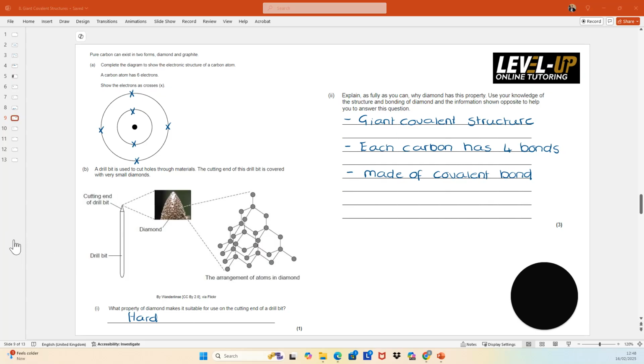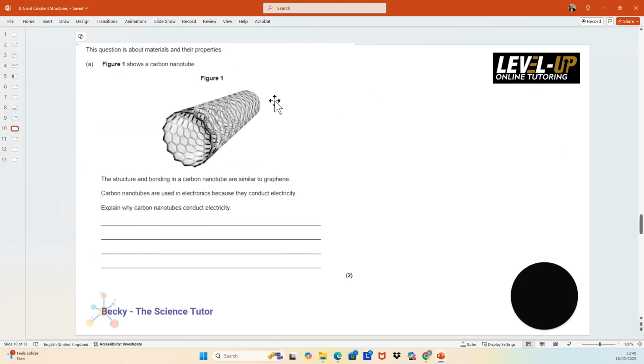Okay, so let's take it out of context then. So here we've got a nanotube, and it tells us that the bonding is similar to graphene. So we need to be thinking, well, we know that graphene is a single layer of graphite, and therefore they're going to have similar properties. So it tells us that carbon nanotubes are used in electronics because they conduct electricity. Explain why.